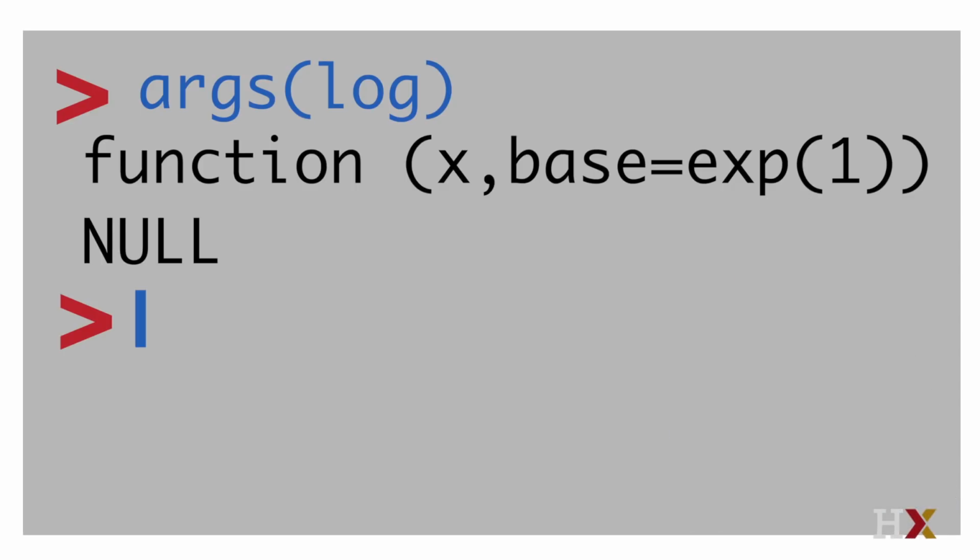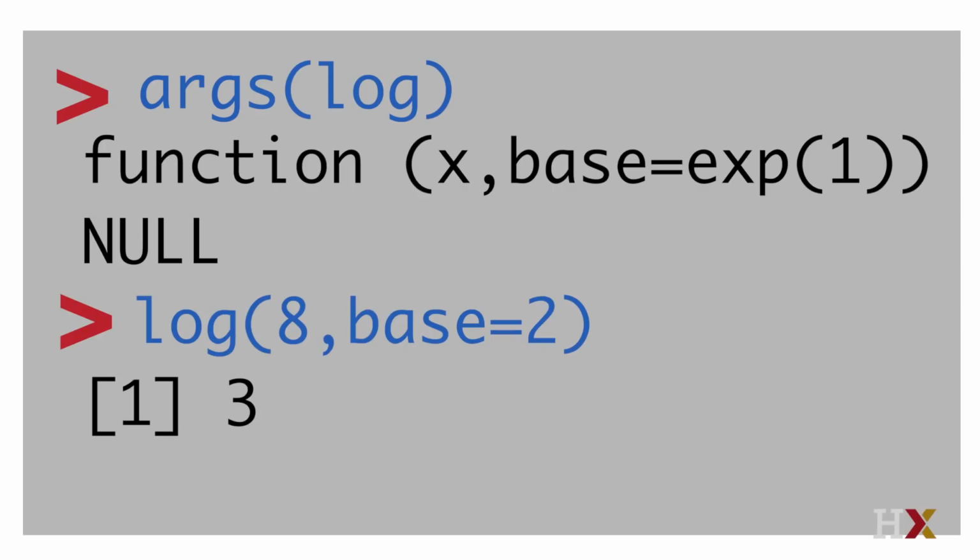You can change the default value by simply assigning another value. For example, if instead of natural log we want to get log base 2, we would type, for example, log of 8, and now we change the default of base to 2. I get the answer 3.